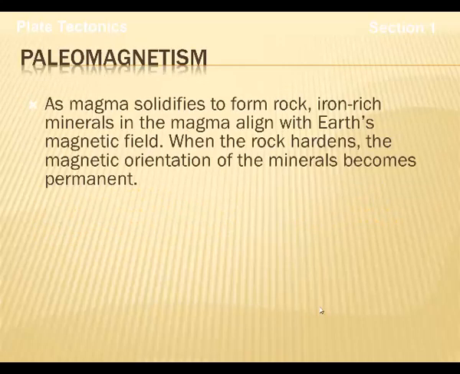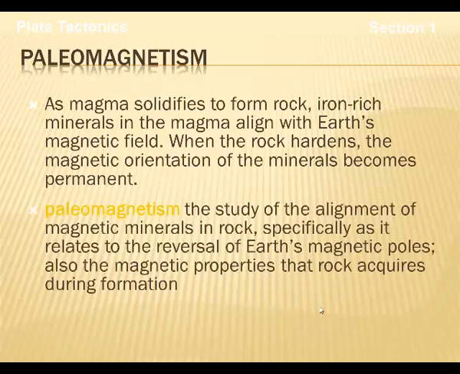Paleomagnetism. Paleomagnetism is kind of an interesting science. Scientists that were mapping the mid-ocean ridge started to look at the specific types of rock and the way that the iron-rich materials aligned as new seafloor was created. And they noticed that when the rock hardened, there was a magnetic orientation that occurred in those rocks due to the fact that there were iron-rich materials in the rocks. So paleomagnetism is the study of the alignment of magnetic materials in rock.